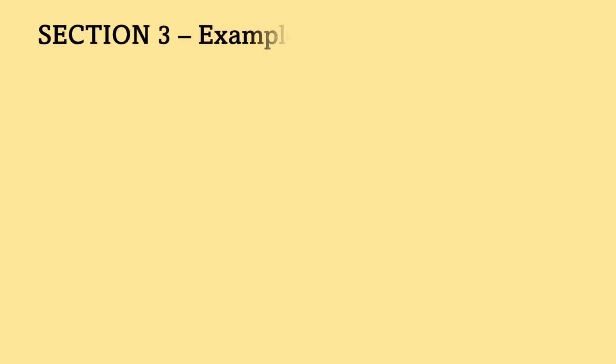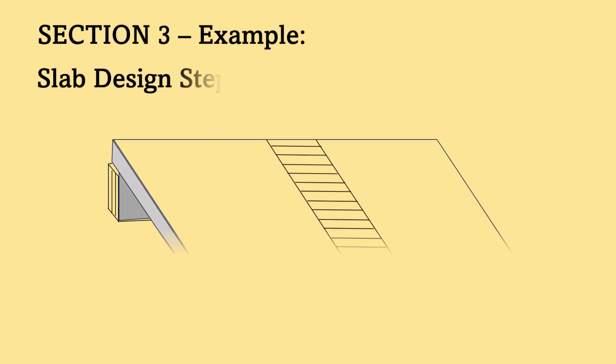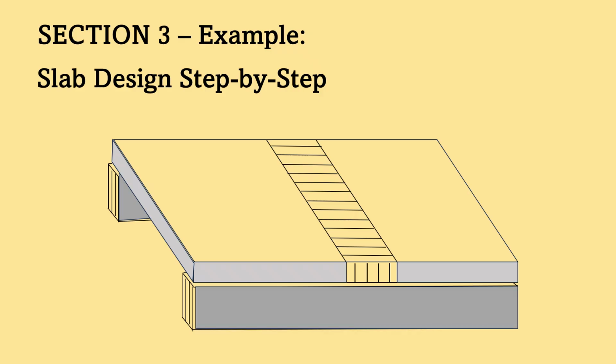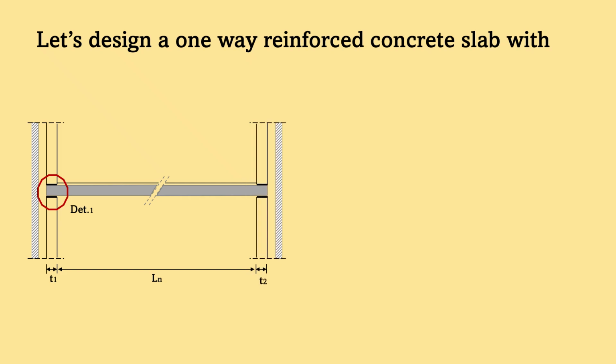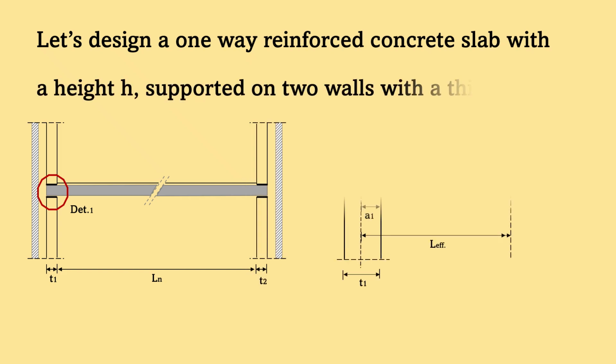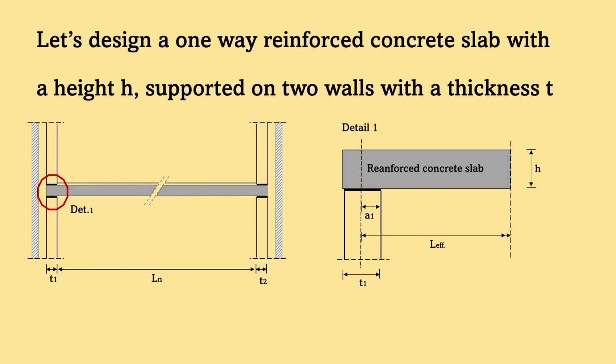Section 3. Example. Slab design step by step. Let's design a one-way reinforced concrete slab with a height h supported on two walls with thickness t. The effective span of slab must be equal to a clear span Ln plus A1 plus A2, according to Eurocode 1992-1-1 Article 5.3.2.2.1.